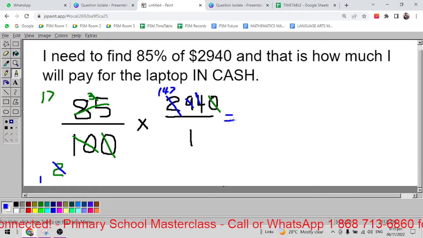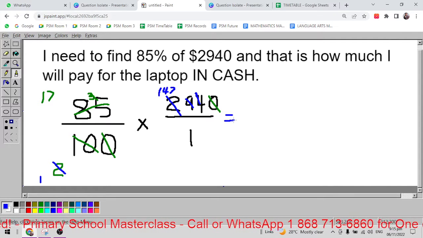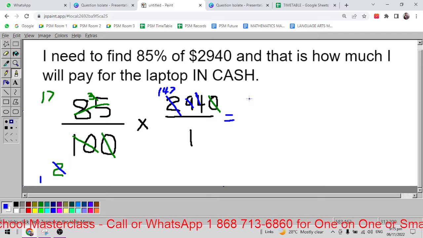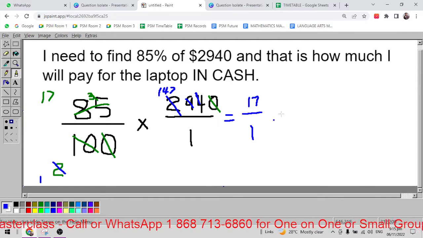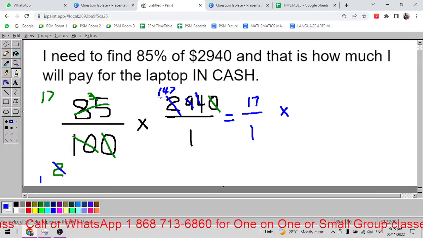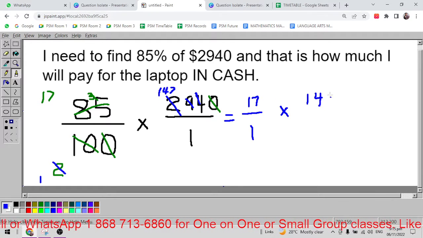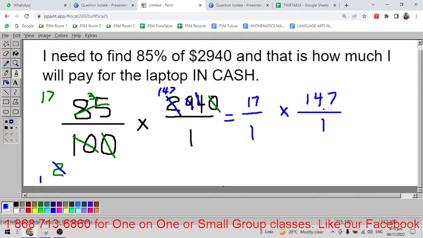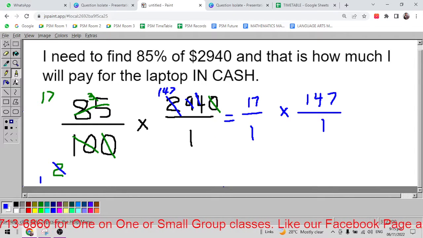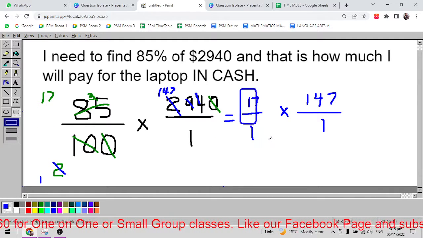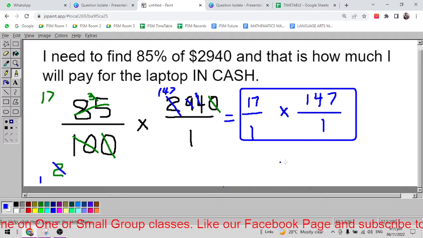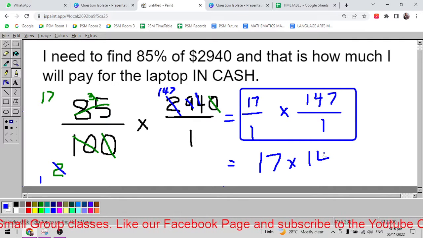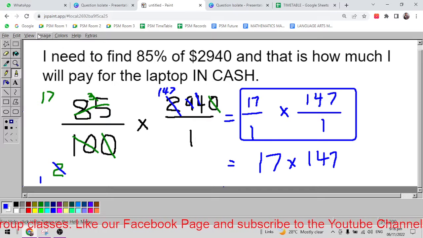Right? 2 into 14 is 7. If I'm moving too fast for you, pause and rewind. Okay? Therefore, I am going to get 17 over 1, multiplied by 147 over 1. Since everything is over 1, I can just say 17 multiplied by 147. All right, let's do that now.